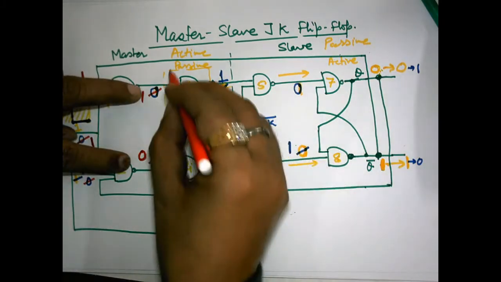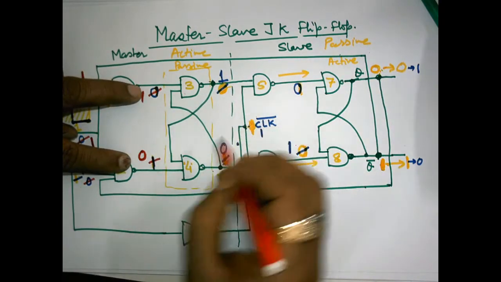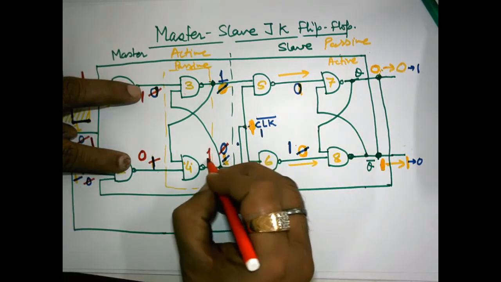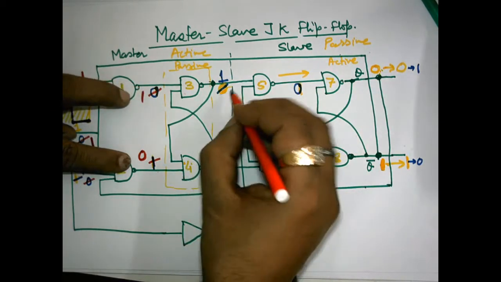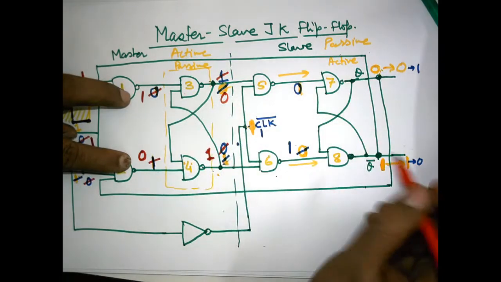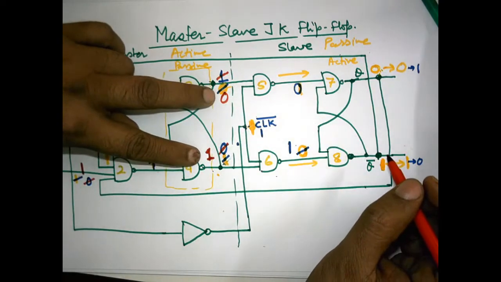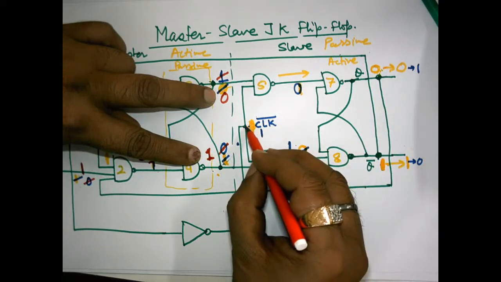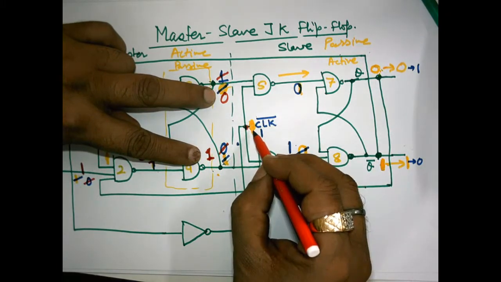And this all 1, with feedback 1 itself being a 1, will make it 0. And this is an SR latch. So 0 appearing over here will make it 1, and this will make it 0. But now this 0 1 is not allowed to flow further, because here the channel is blocked by this low clock.